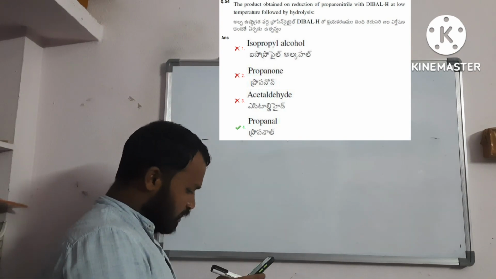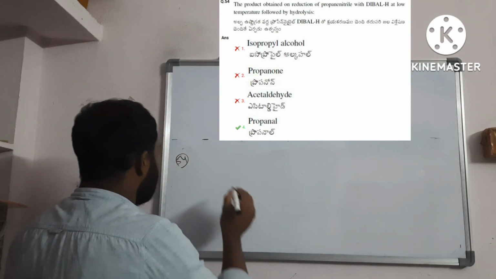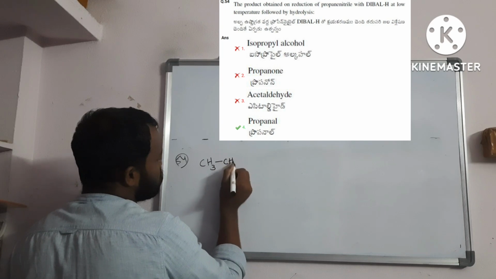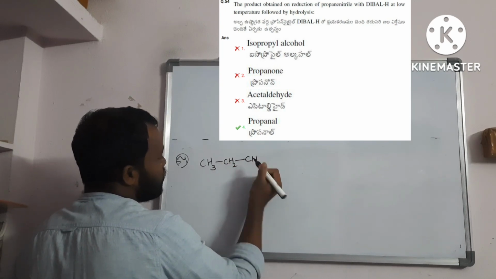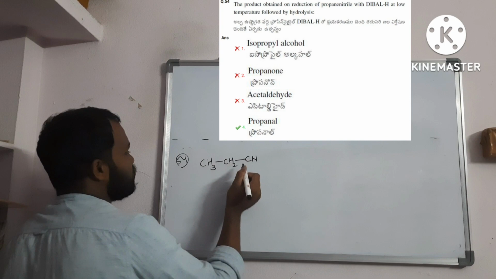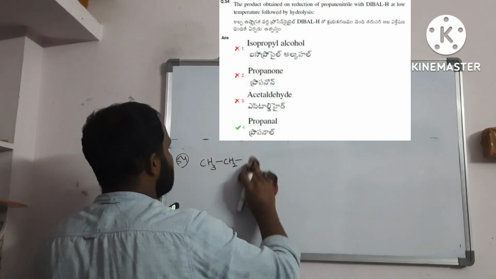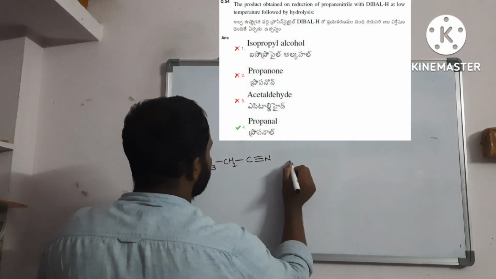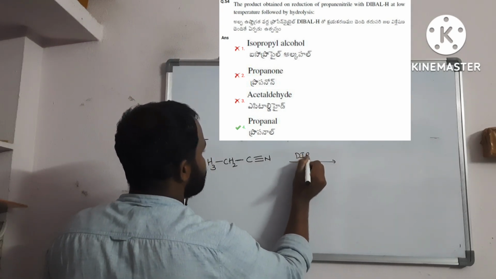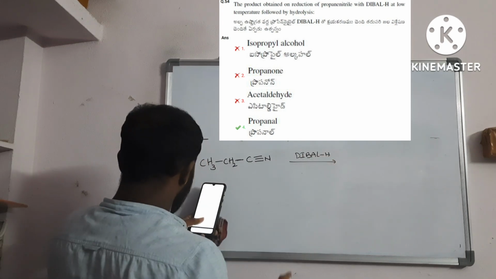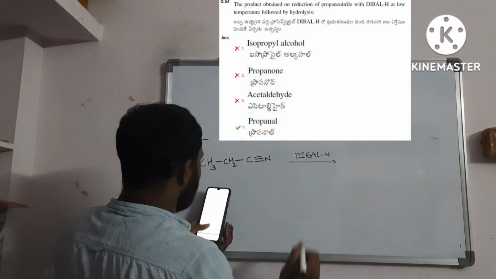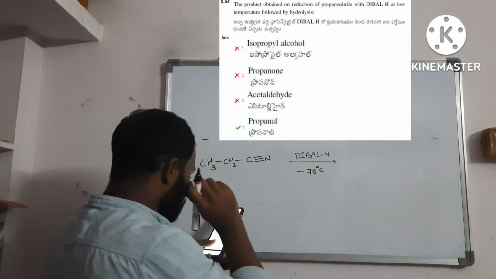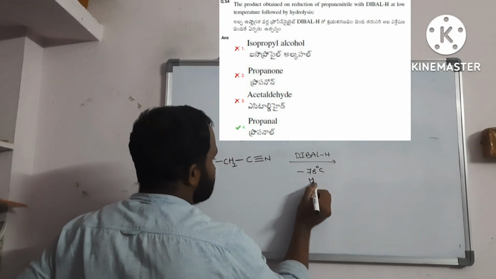So I will write the reaction directly with the mechanism. Propane nitrile means CH3, CH2, and the fourth carbon is the nitrile group, CH3CH2CN. This is propane nitrile. We can say CN is C triple bond N. That reacts with DIBAL-H at low temperature, generally minus 78 degrees, and further hydrolysis in the presence of water.